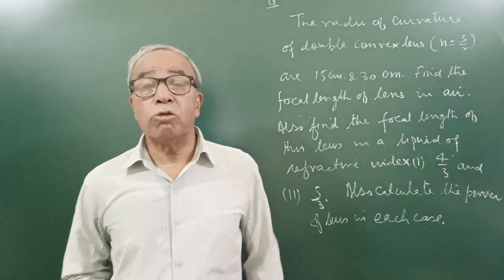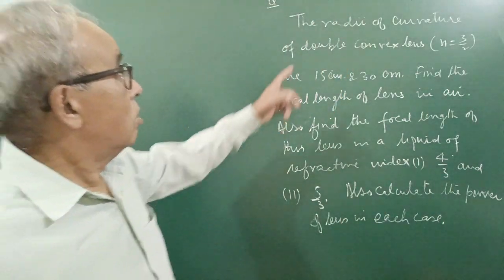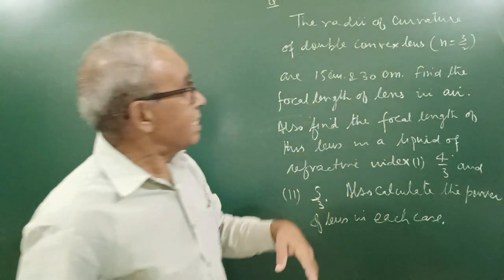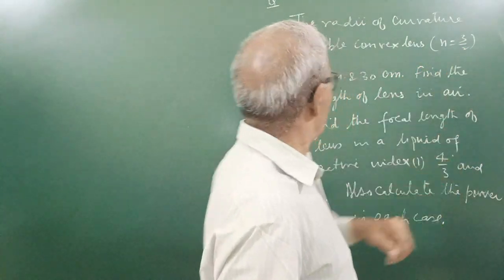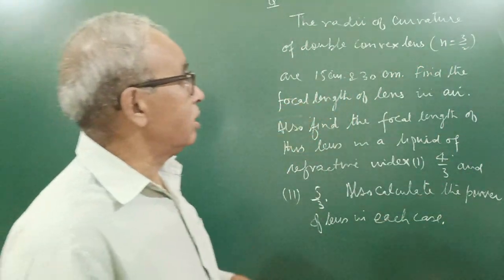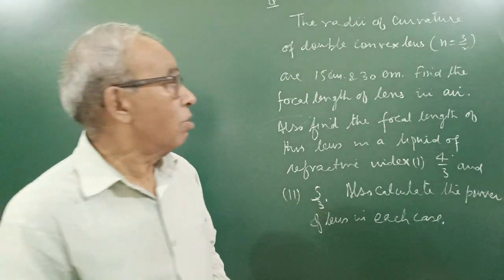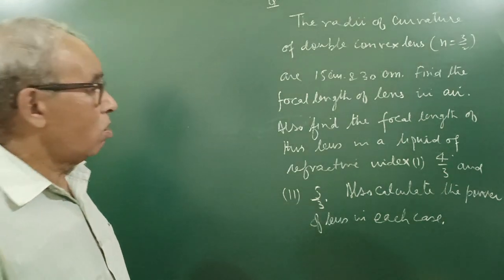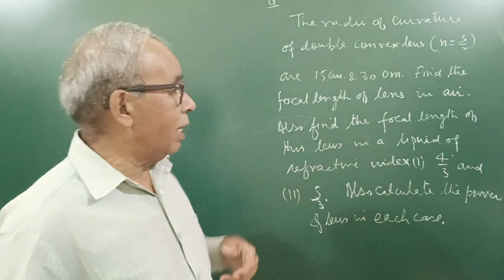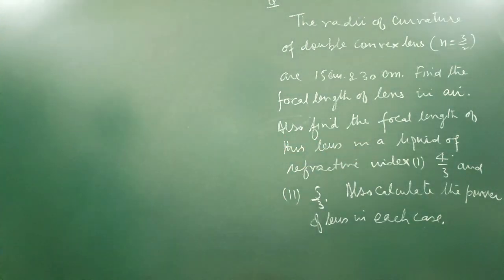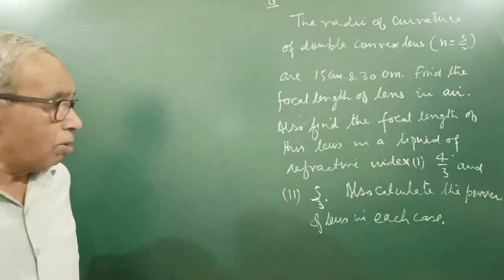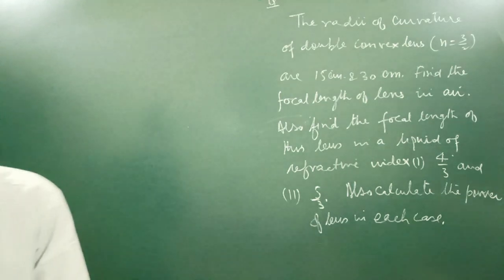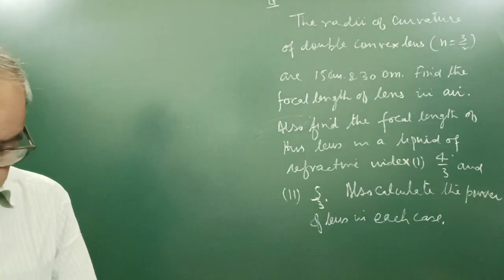Yes, there is a question here on the board. The radii of curvature of a double convex lens of refractive index 3 by 2 are 15 and 30 centimeters. Find the focal length of the lens in air. Also find the focal length of this lens in liquids of refractive index number 1, 4 by 3, and number 2, 5 by 3. And also calculate the power of the lens in each case.